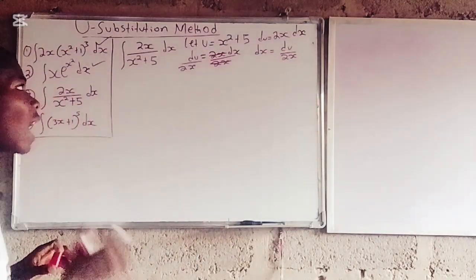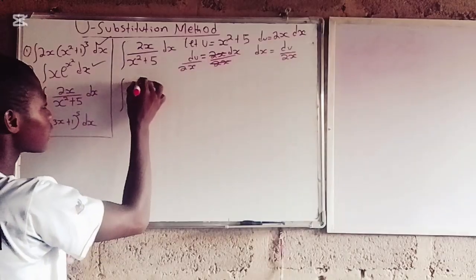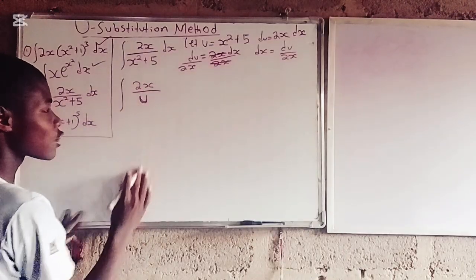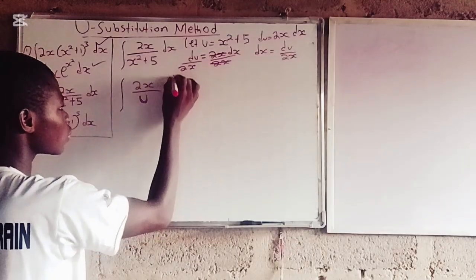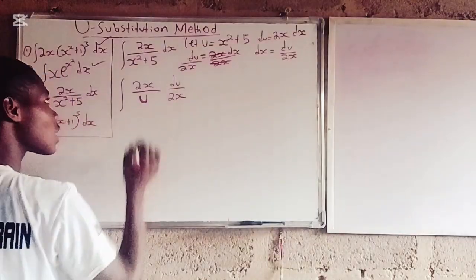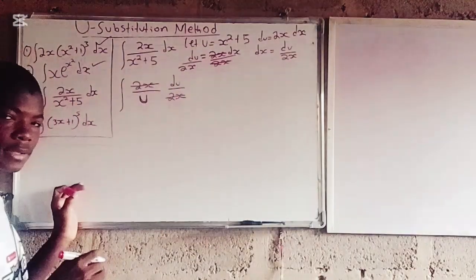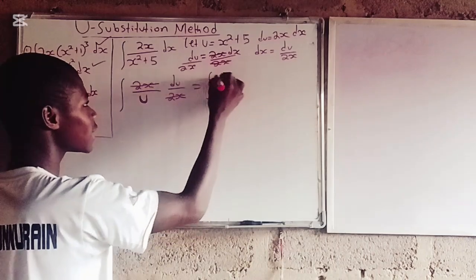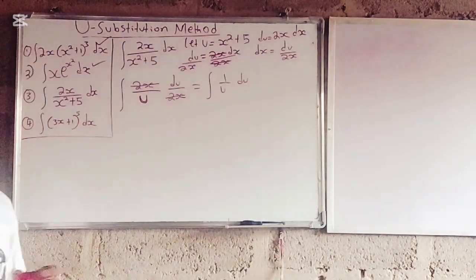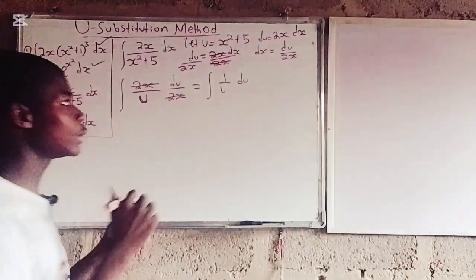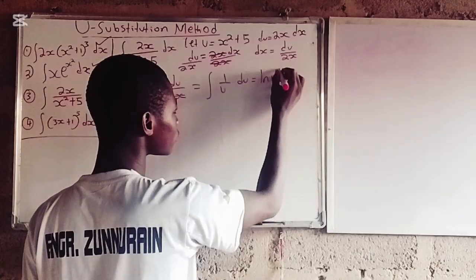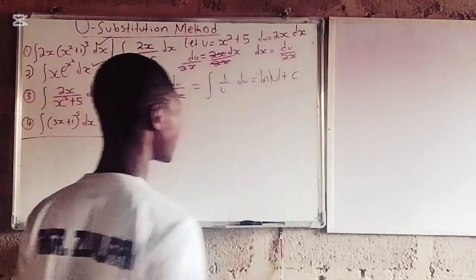Then I have to substitute: the integral of 2x divided by u, because I let this be u, then dx, which is du by 2x. As you can see, 2x will go with 2x. At the end, I will get the integral of 1 over u du. An integral of 1 over u is the same thing as ln u plus the constant of integration.